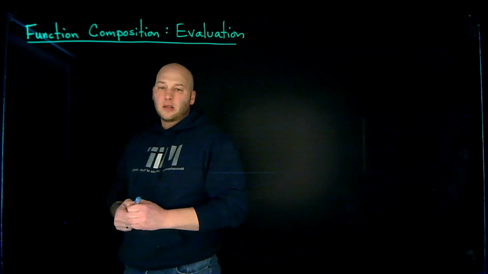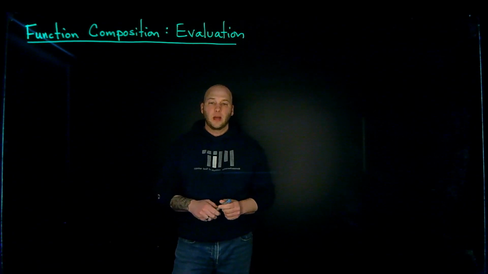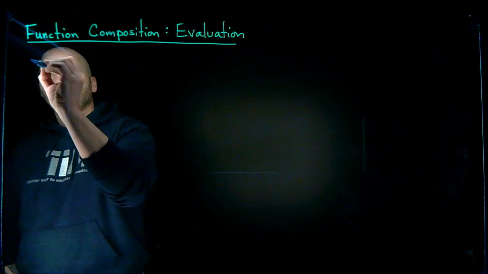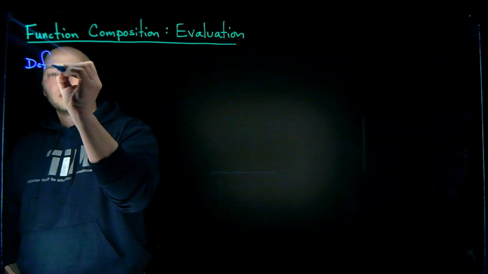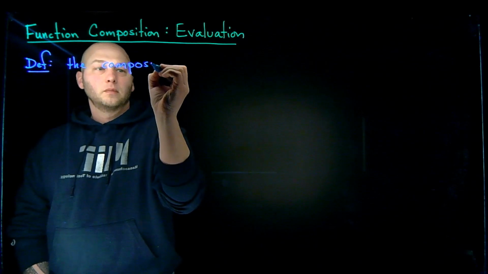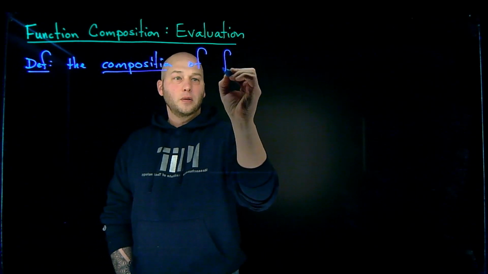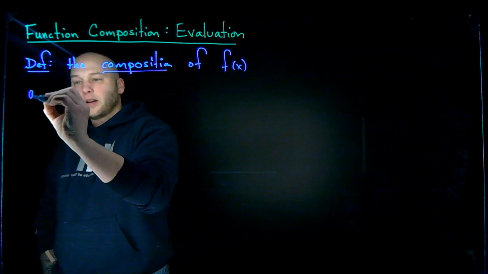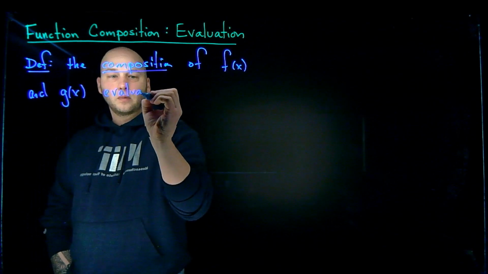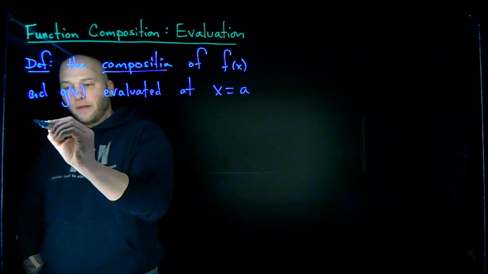I'm going to discuss the concept of function composition, and in particular, how do I evaluate a composition? Let me go ahead and remind you of the definition of function composition. So definition: the composition of f of x and g of x evaluated at x equal to a is given by the following.